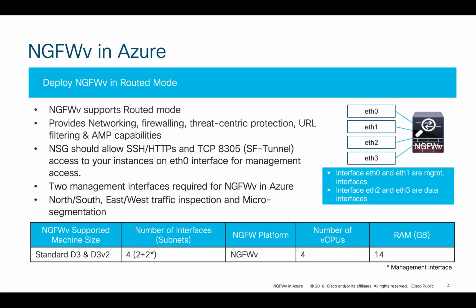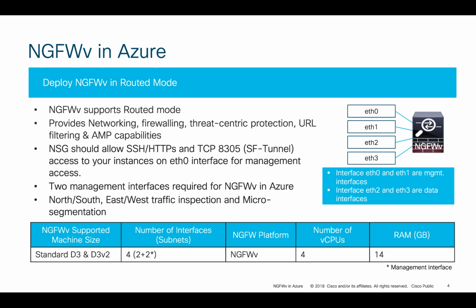So today we have next generation firewall or Firepower Threat Defense available in marketplace of Azure. You can deploy it in routed mode. Using this virtual appliance, we provide features like networking. You can use it for routing your traffic, firewalling, threat-centric protection, which is our next generation IPS offering. You can also enable URL filtering. We have AMP capabilities. Using this virtual appliance, you can provide network AMP services for any kind of traffic that is flowing in your virtual network.